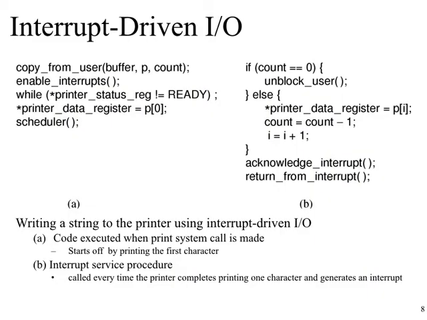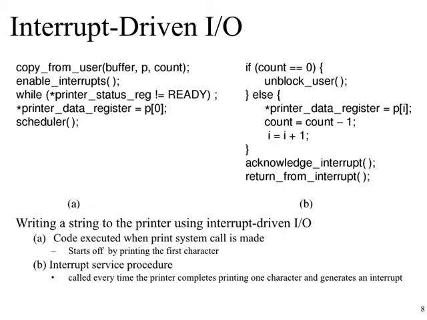So the interrupt-driven I/O would work as follows. When the CPU is ready to issue an I/O operation, it would enable interrupts. It would check if the I/O device is ready to receive an I/O request. Then it would write the first piece of data into the I/O device. So we are continuing the previous example where we are trying to write a string of bytes to a printer.